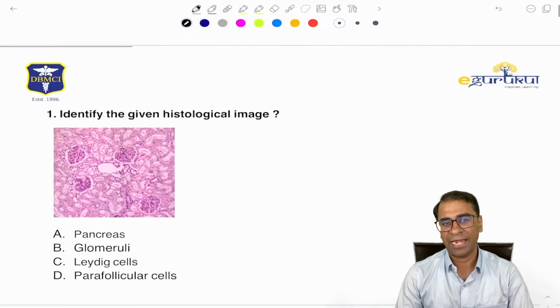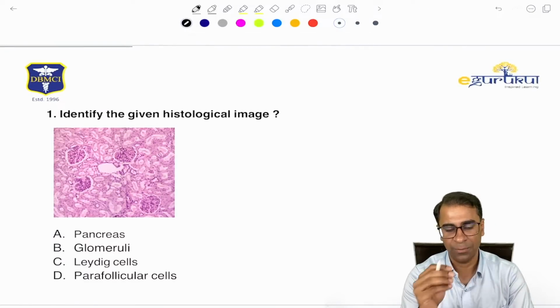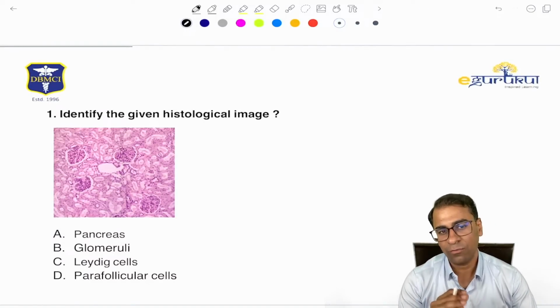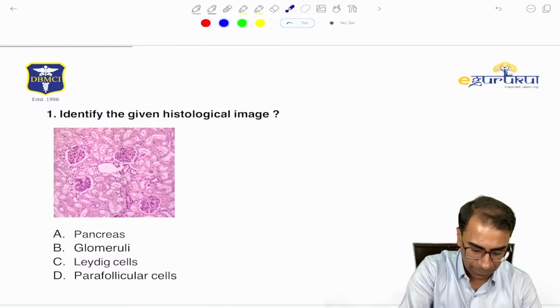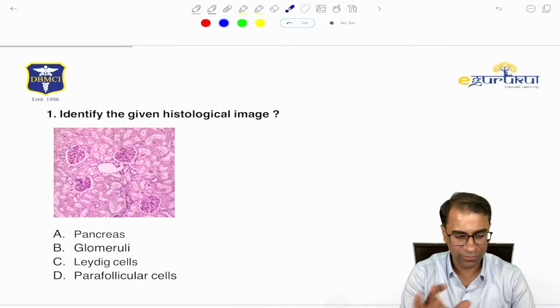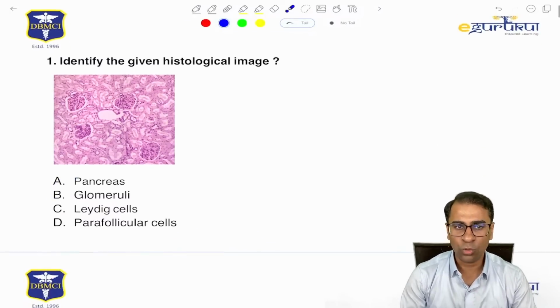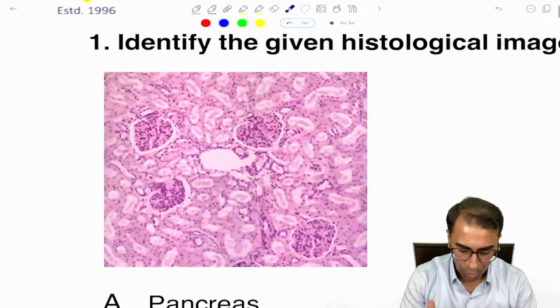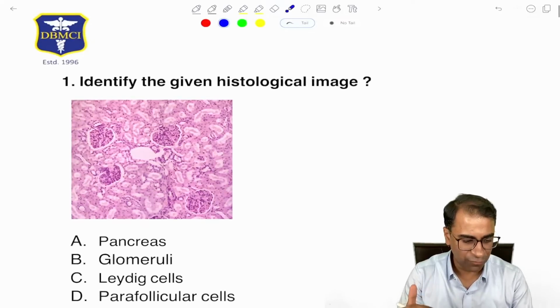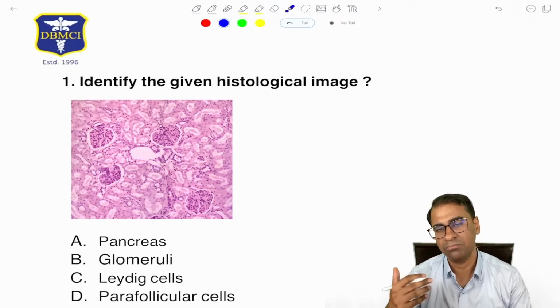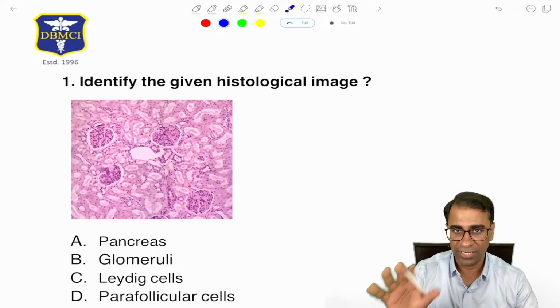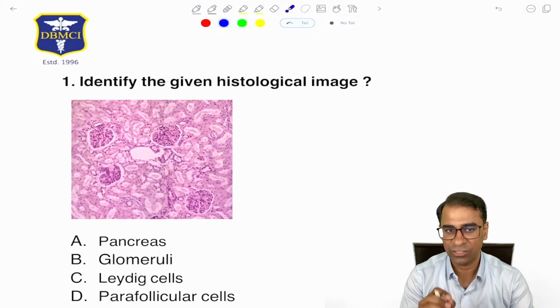The first question is to identify the histological image shown. When this question came, a lot of students were confused between option A and option B. The question was actually between a glomeruli and islet cells. This image is not an islet cell. This is actually a glomeruli.